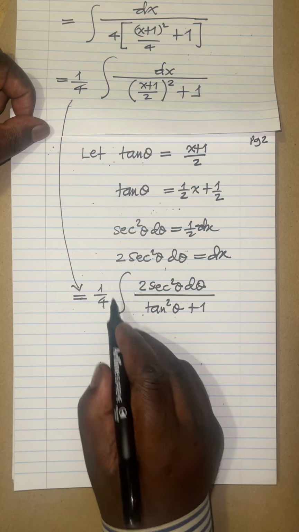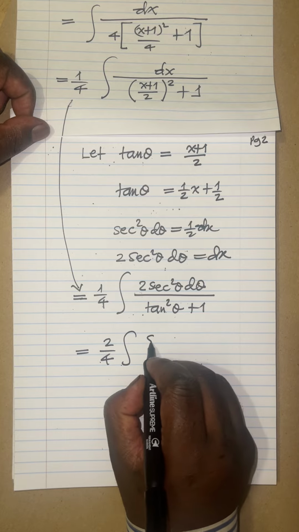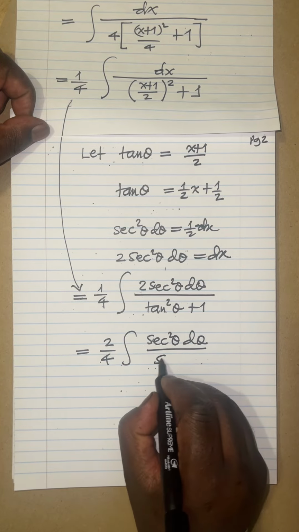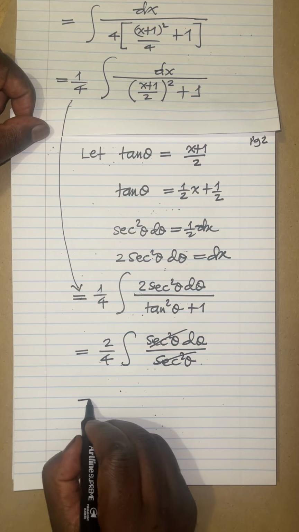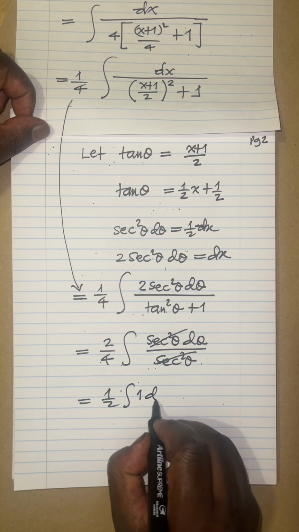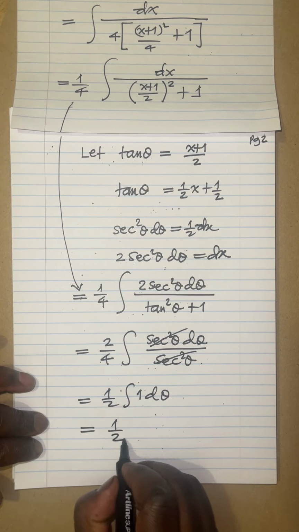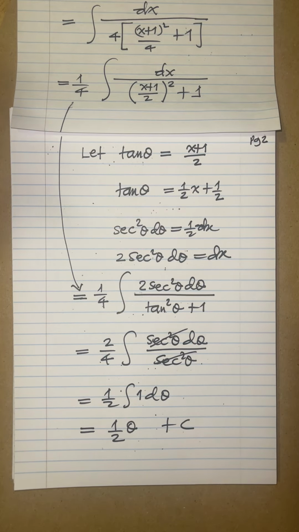So I'm going to take the 2 out. So this is going to be 2 over 4, the integral of sec squared theta d theta all over sec squared theta. And notice that these cancel. And so what I have now is half of 1, if you like, d theta, which is basically equal to half of theta, and I have to say plus c because this is an indefinite integral.